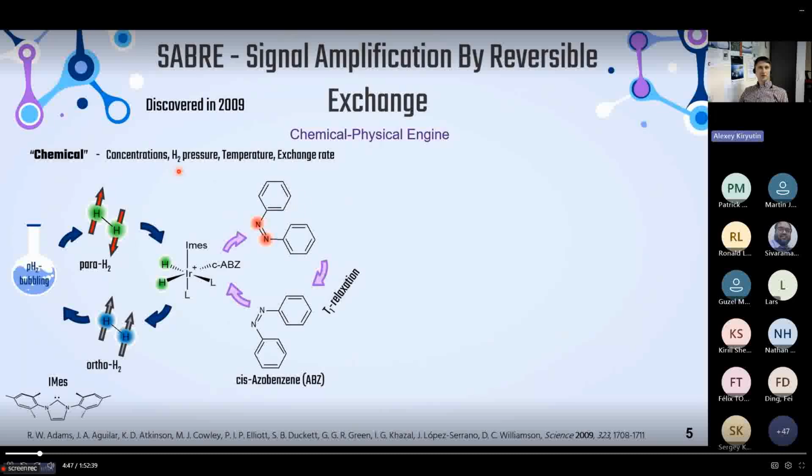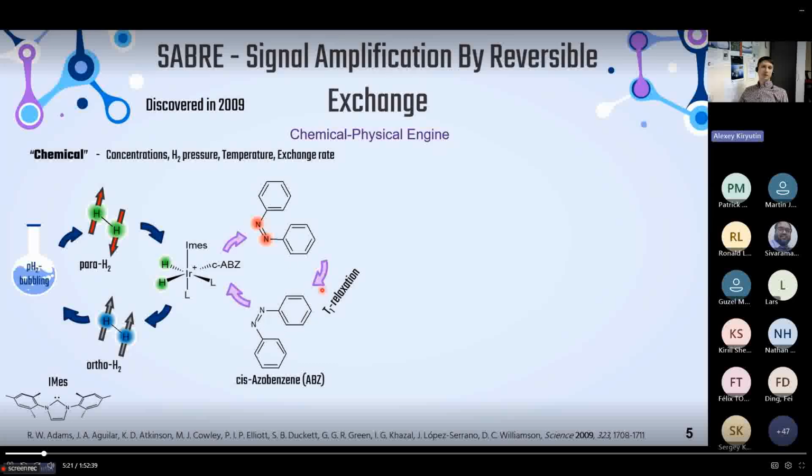This slide illustrates the key process of transferring the singlet spin order from parahydrogen to nitrogen nuclei in azobenzene or another substrate. The method is called SABRE, signal amplification by reversible exchange. It was discovered in 2009, not so long ago. The heart of SABRE is an iridium-based complex that plays a dual role. It makes possible the reversible binding of hydrogen molecules on one side, while simultaneously coordinating the substrate via nitrogen on the other side.